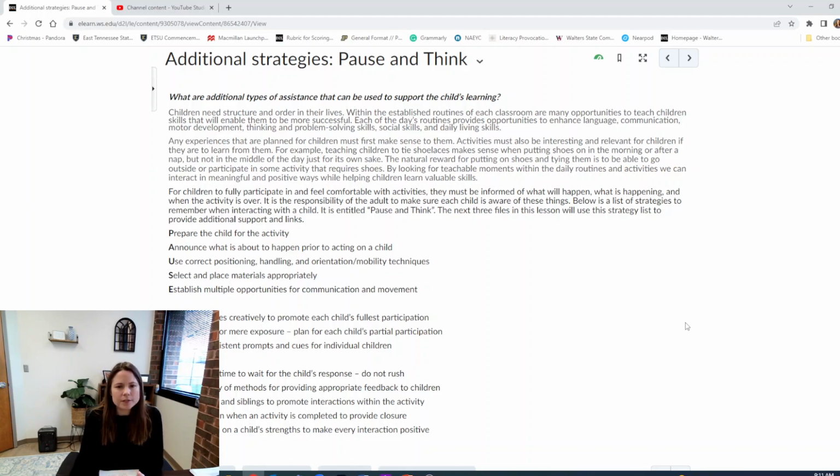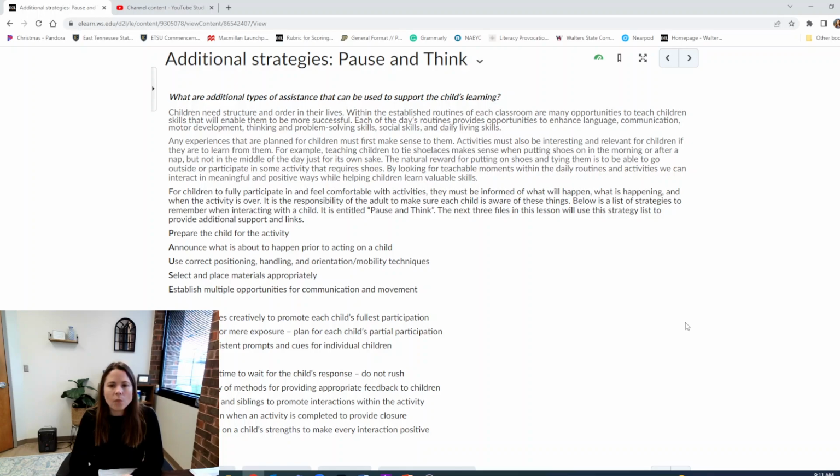Well, how do we make them more successful? We embed these in our everyday routines and opportunities. When we're thinking about the opportunities that we're embedding, we're looking at how do we enhance language? How are we looking at their communication and facilitating better communication? We have to look at motor development. We're going to instill thinking and problem solving skills. We're looking at social skills and daily living skills.